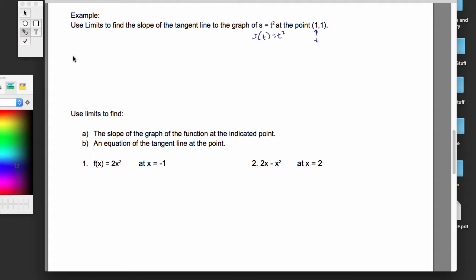And so as we talked about, we're really looking at the limit as t approaches 1 of our change in s over our change in t. And that's going to look like this. It's going to be our function evaluated at t minus our function evaluated at 1 over t minus 1. And so we have the limit. And like I said, this sometimes is the hardest part, writing this limit over and over and over. T squared minus 1 over t minus 1.